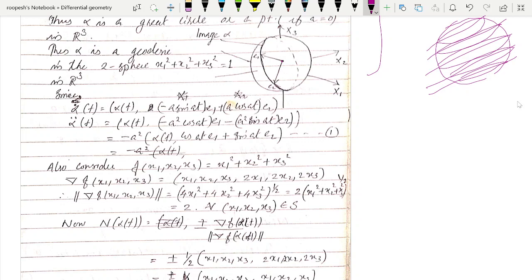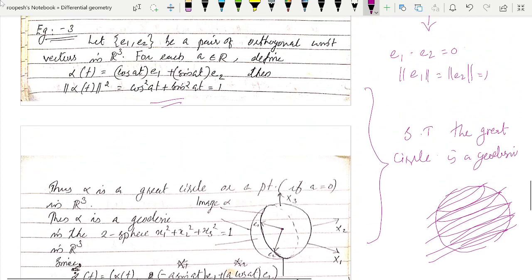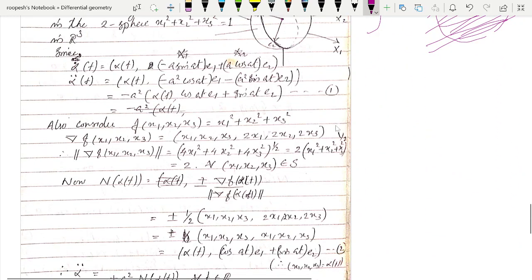Alpha dot of t means alpha of t comma, what is your curve equation? Alpha, see this one, cos at e1 plus sin at e2. So that will be minus sin at e1 plus a cos at e2. So you are finding again alpha double dot of t. Alpha double dot of t is equal to, again it is at alpha of t comma minus a square cos at e1 minus a square sin at e2. That's equal to, a square is common, so I am taking minus a square outside. So minus a square into alpha of t, cos at e1 plus sin at e2.